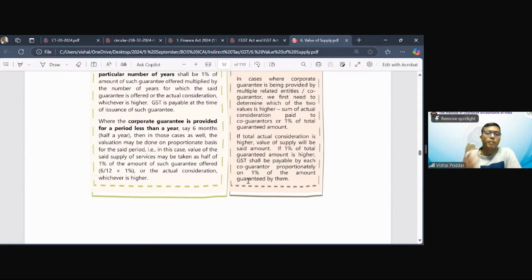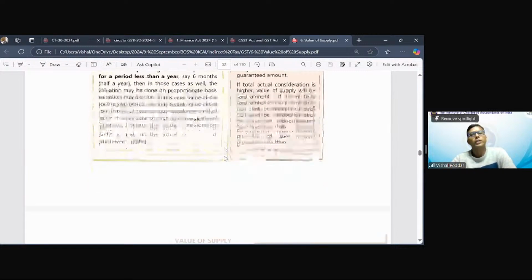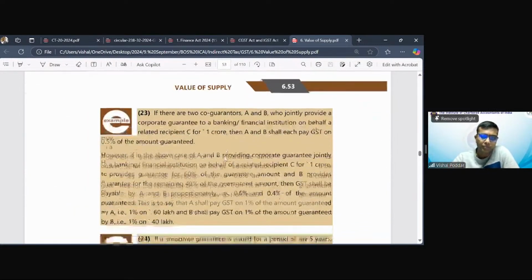Problem solved. However, if this 1% is higher, because collectively what they have charged is only 90 lakhs, but 1% comes to 1 crore, then you take 1 crore as the value, that is 1%, and now you proportionately divide it between the three directors in the ratio of the value they have guaranteed. So out of 100 crores, how much is each one guaranteeing? You will take that as the proportion.